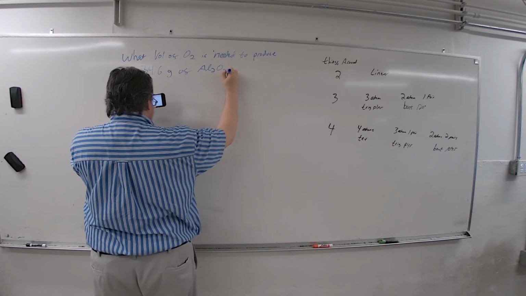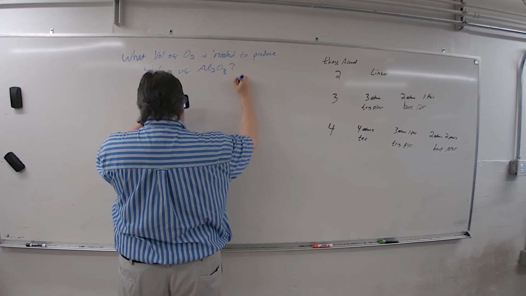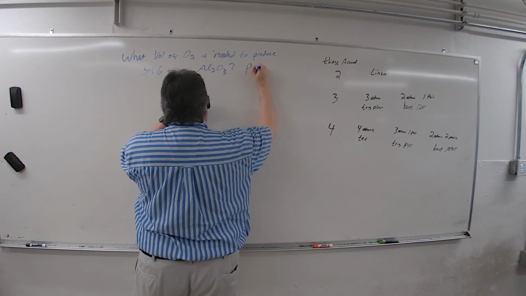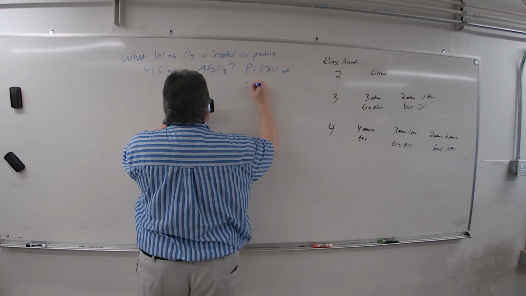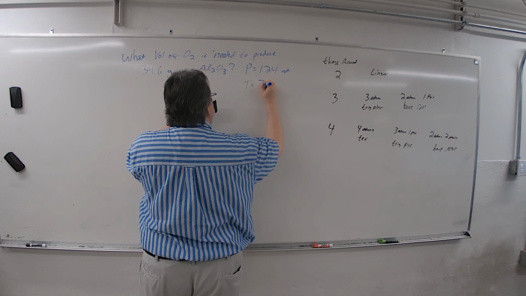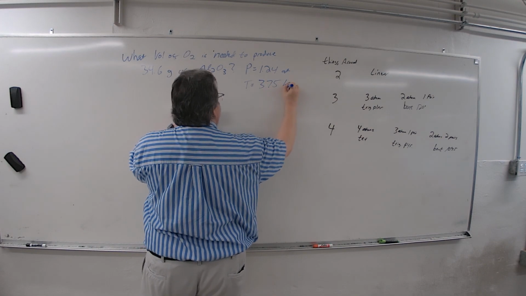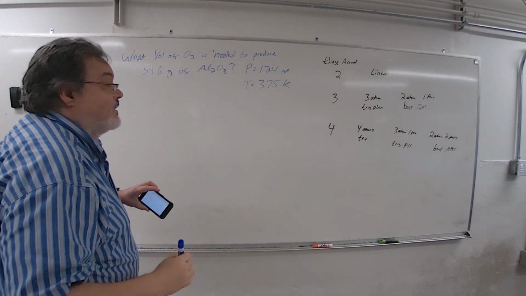The problem tells you pressure is 1.24 atmospheres, and temperature is 375 degrees.